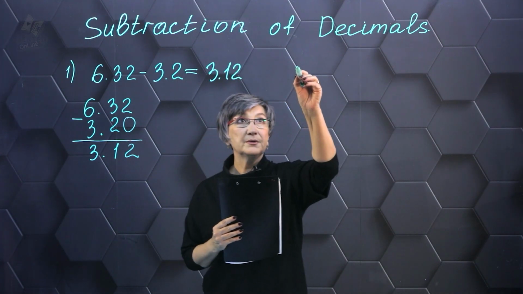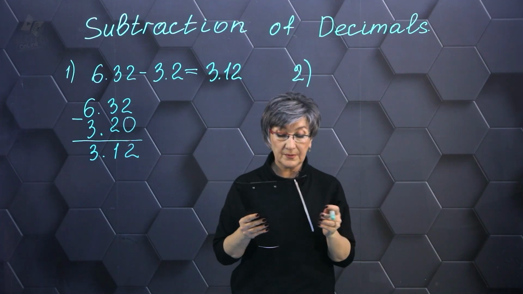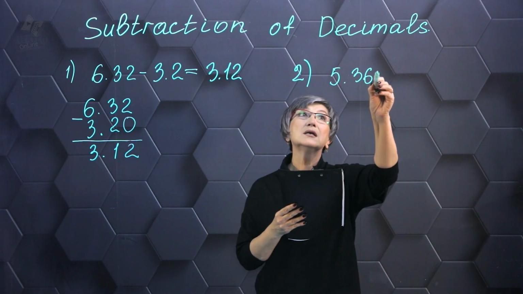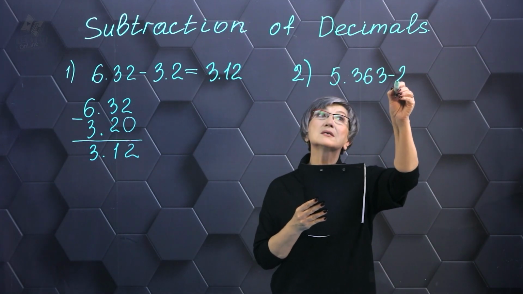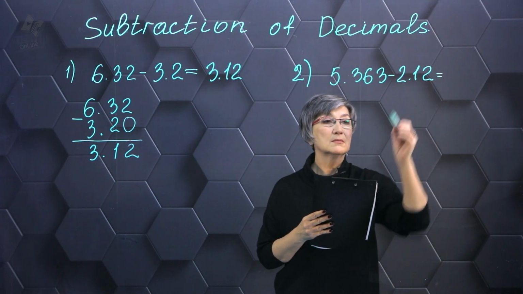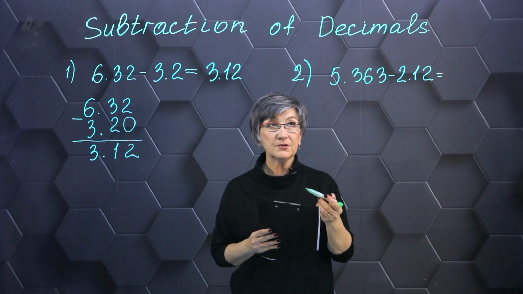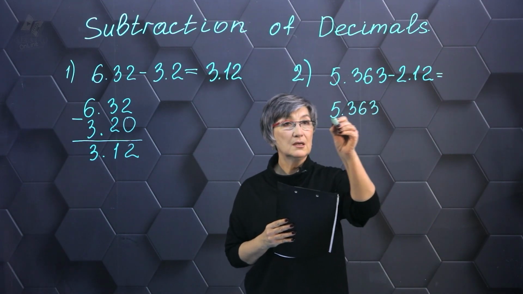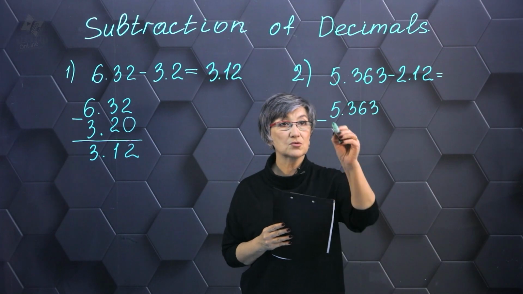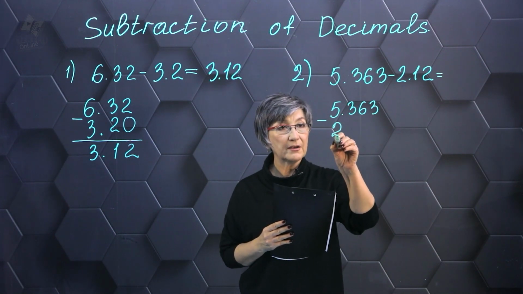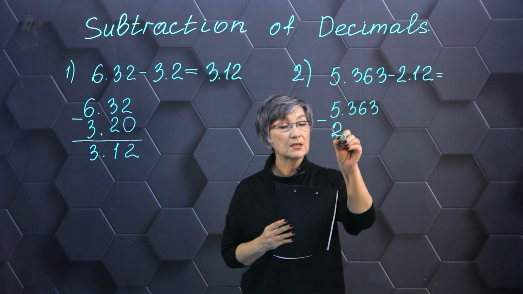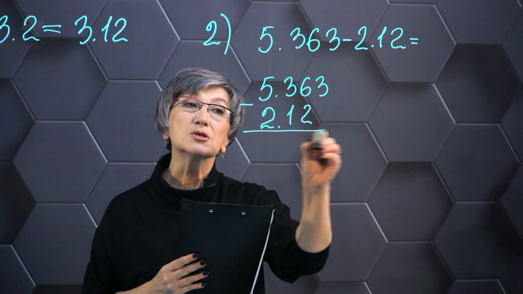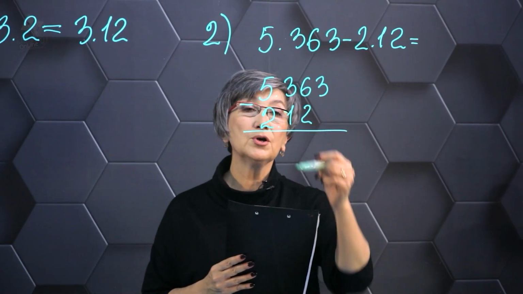Let's look at another example where we need to subtract decimals. So, 5 whole 363 thousandths minus 2.12 hundredths. Let's apply the subtraction algorithm. We write 5.363 thousandths minus 2.12 hundredths. Remember an important rule. Whole part is written under whole part, point under point. Again, note that there is no number under the 3, so I write 0.